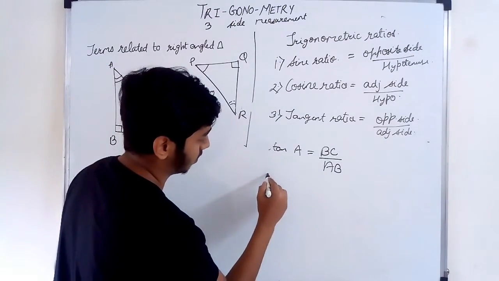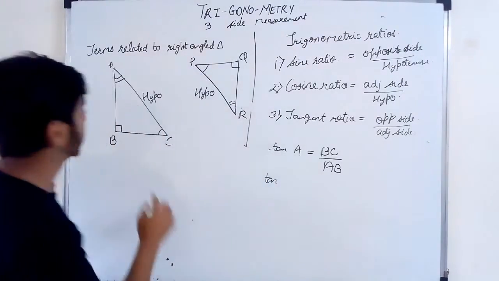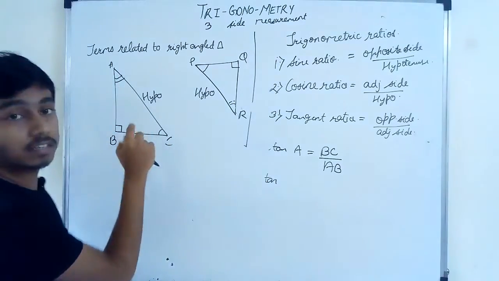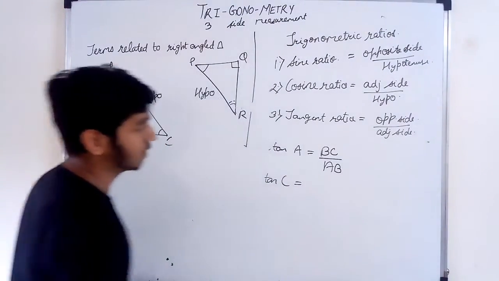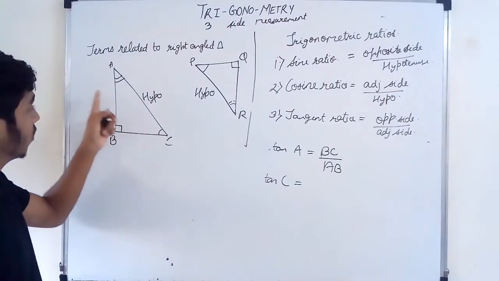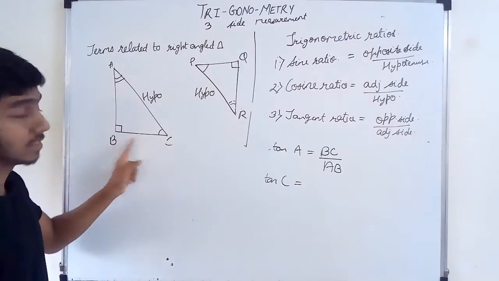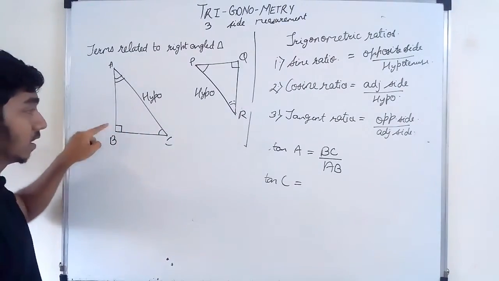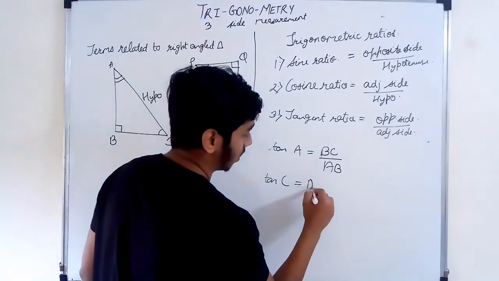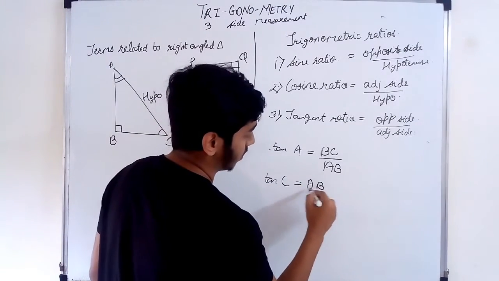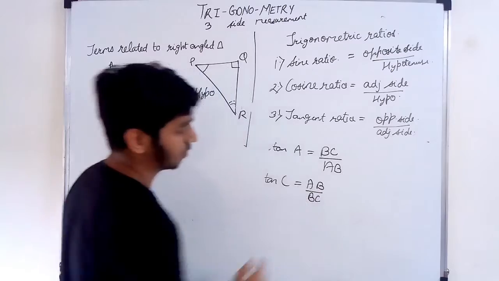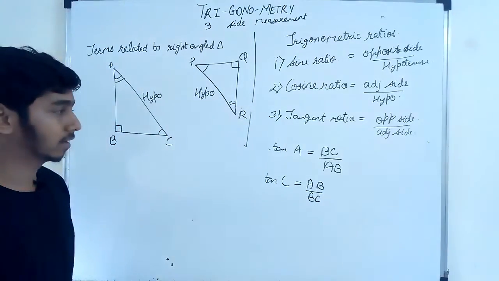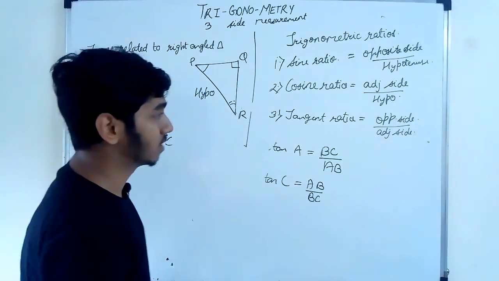Now let's find tan C. So tan C is opposite upon adjacent. So the opposite is AB upon BC. AB upon BC. Correct? So I hope you have understood this.